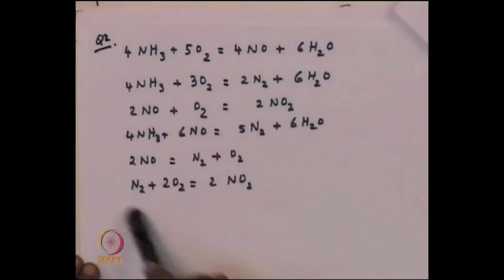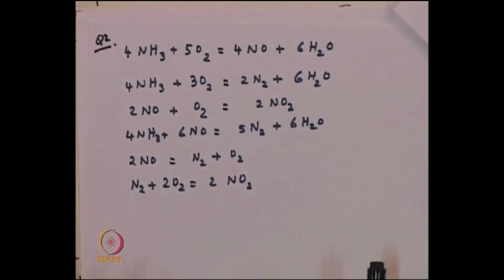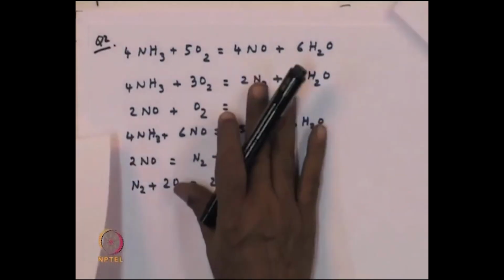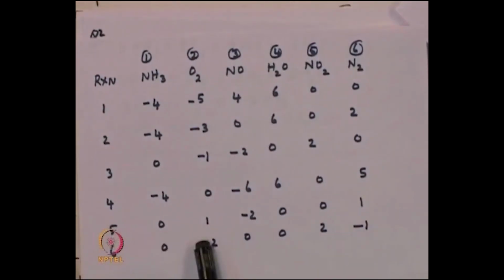How do we do this? When you get a monster like this, you should first find the number of independent reactions. How do you find the number of independent reactions? We said you have to make zeros along the diagonal by row manipulation, and if that is the case, the rank is the number of independent reactions. I have set up this matrix, which looks like this: ammonia, oxygen, nitric oxide, water, then NO2 and nitrogen.